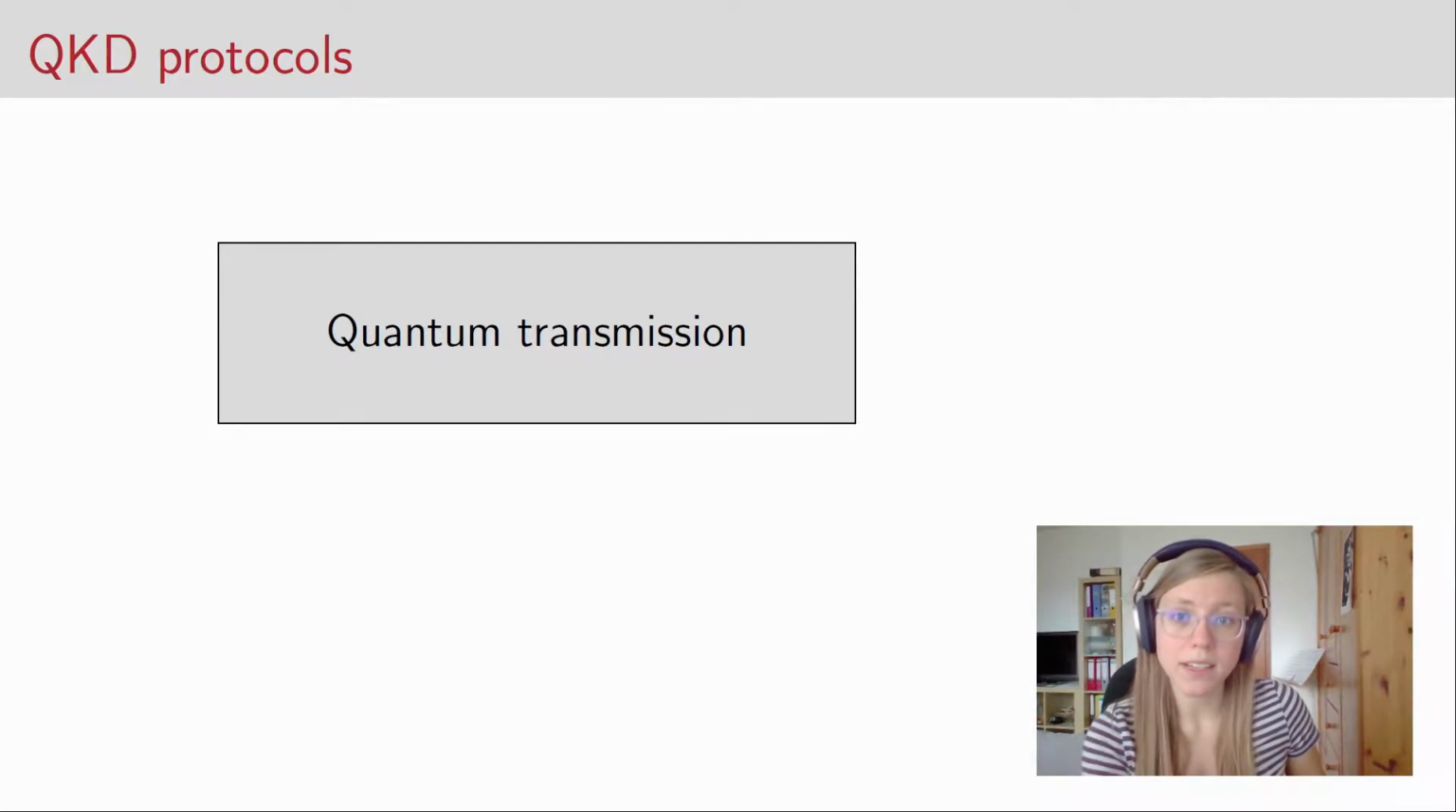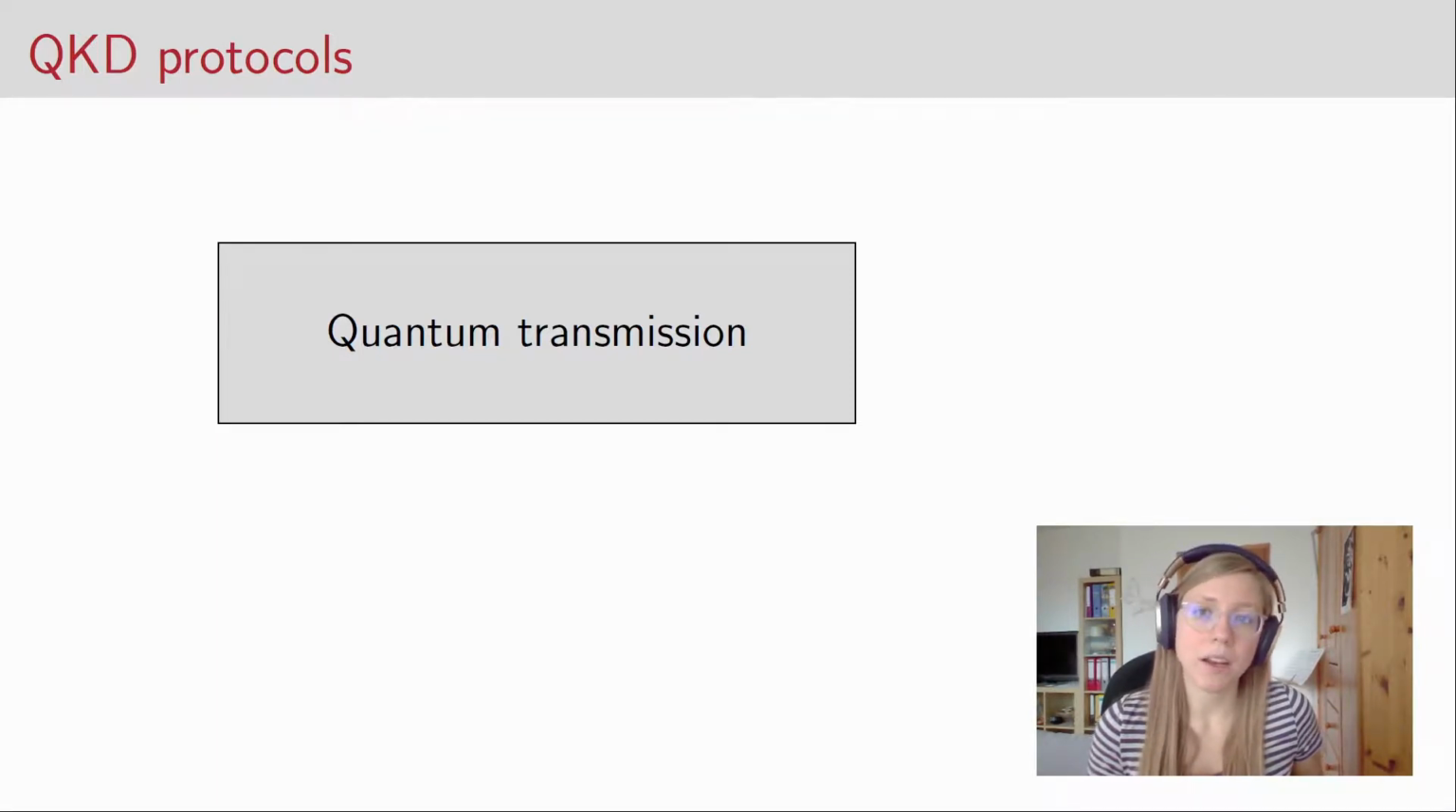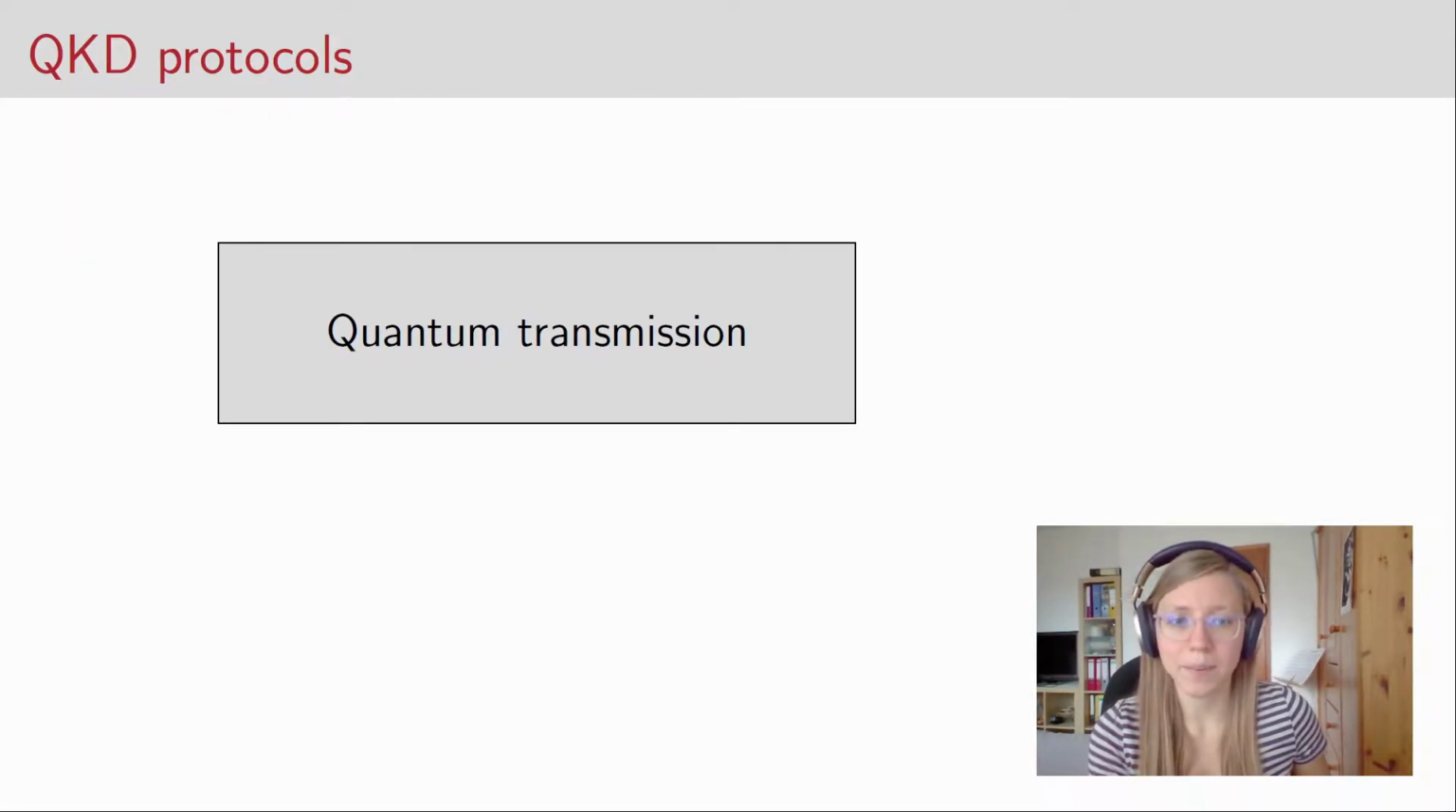The first part is the quantum transmission phase. In this phase, all the quantum stuff happens. So here, depending on the protocol, Alice and Bob can send quantum states back and forth. They measure quantum states, or an independent source distributes quantum states. We'll see examples of that. At the end of this phase, all the quantum stuff is done.